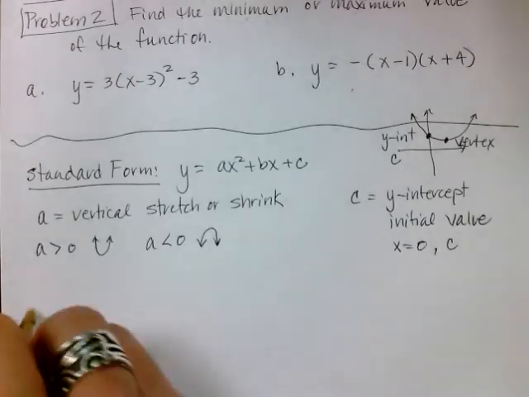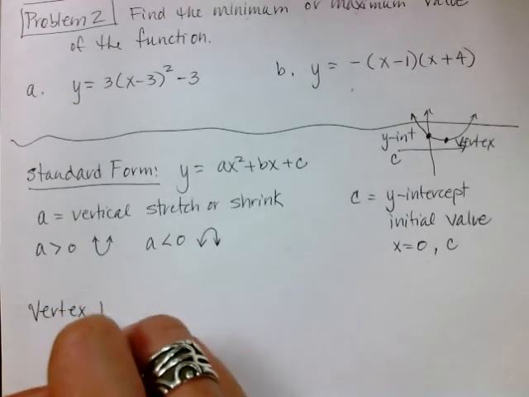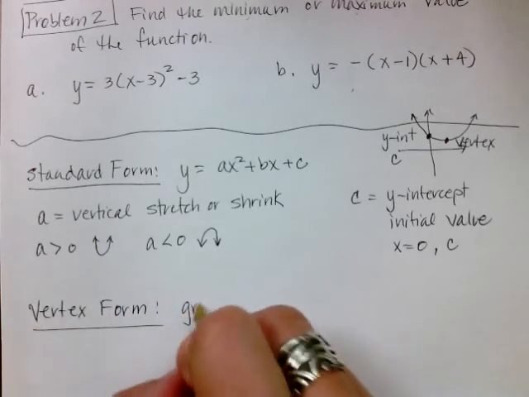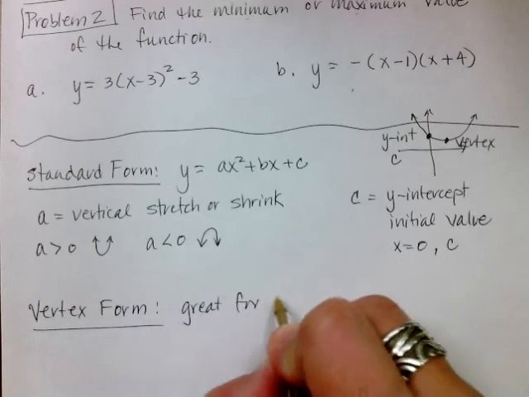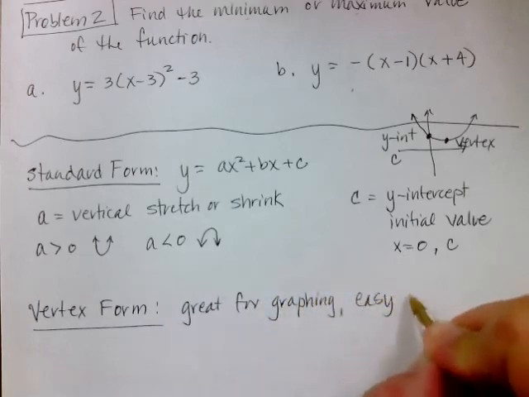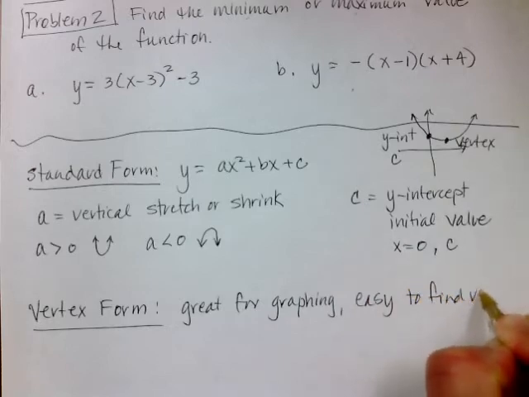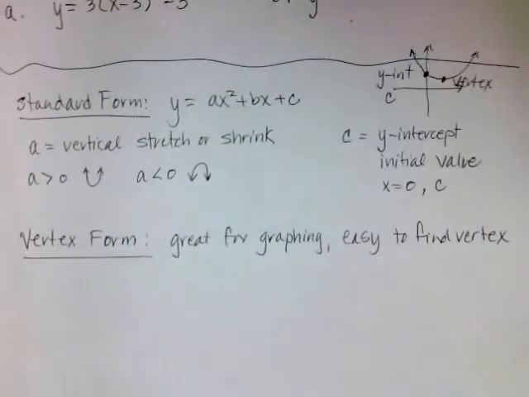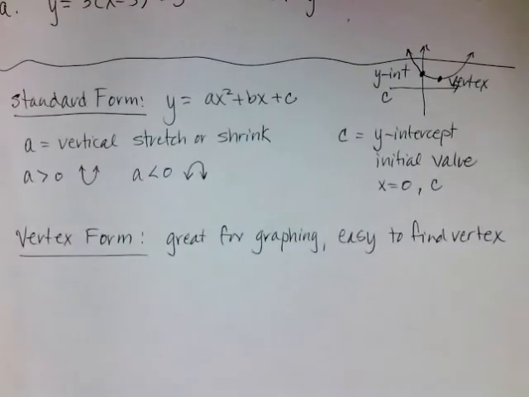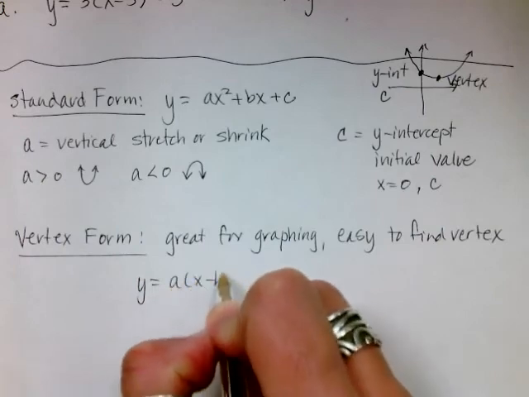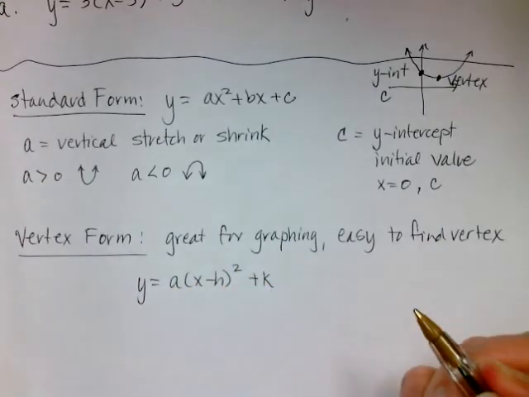The next form that we learned, we actually did it over a couple of days, was the vertex form. The vertex form is great for graphing, and it's easy to find the vertex. So for the problems you just did, if I want to find the minimum or the maximum, if my equation is written in vertex form, I really don't have much work to do. All right, so the vertex form is y is equal to a times (x minus h) quantity squared plus k.